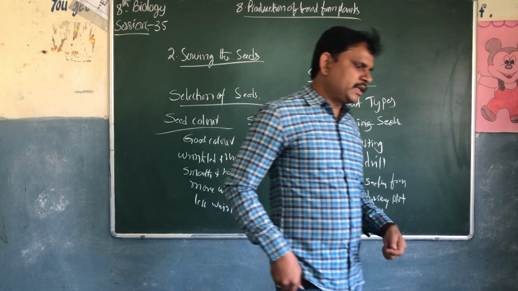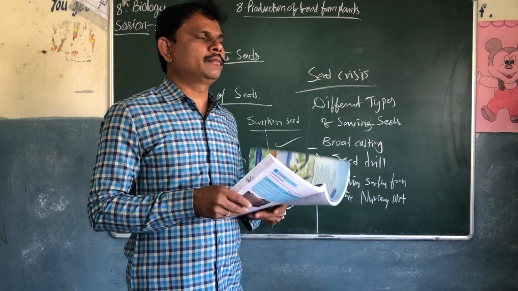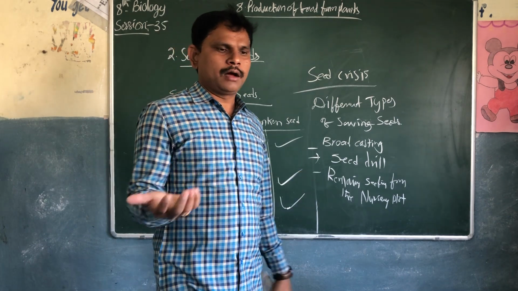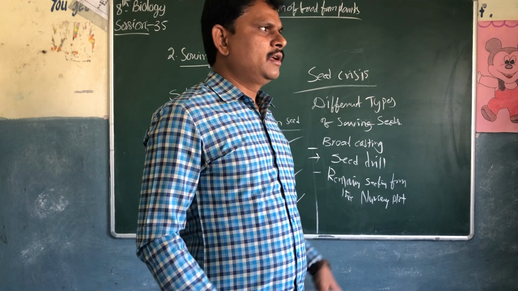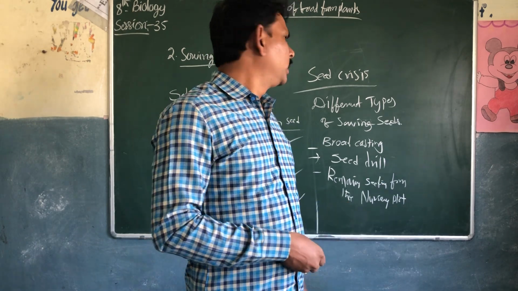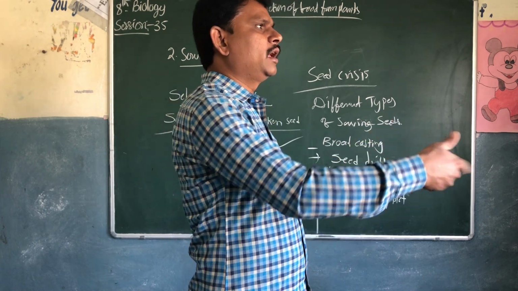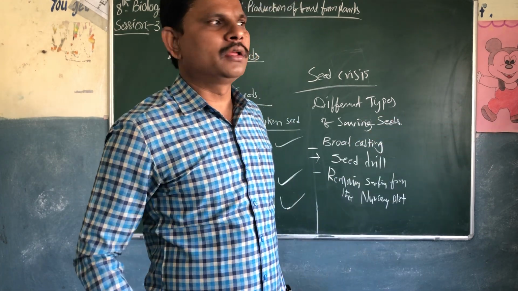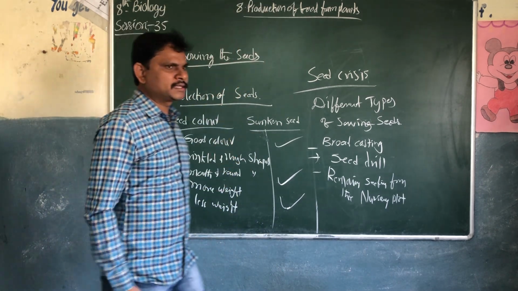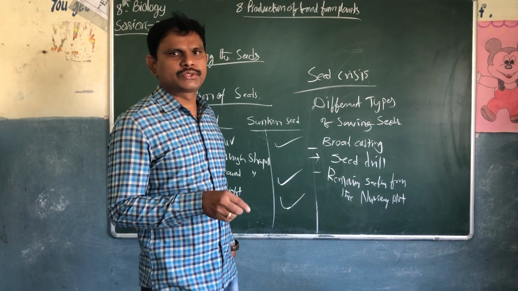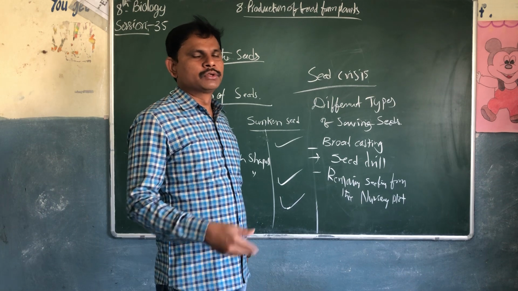Broadcasting. Can you see this? In broadcasting, what is the farmer doing? He takes a bowl with seeds in it and he is broadcasting. He is throwing the seeds in the soil, in the fields. Before broadcasting the seeds, the farmer has to prepare the soil. Then the second step is sowing the seeds.